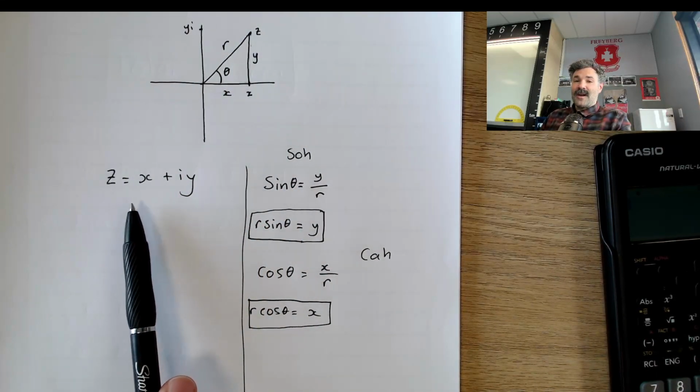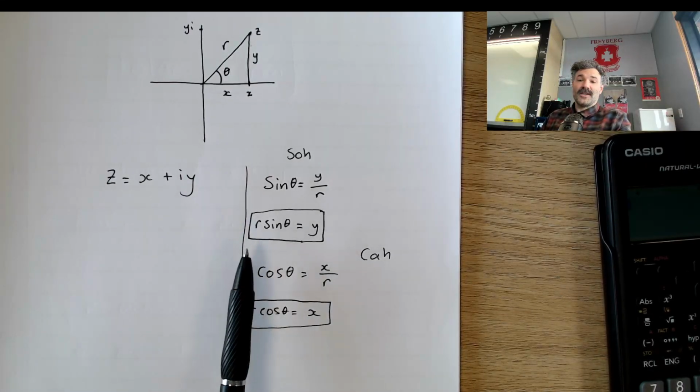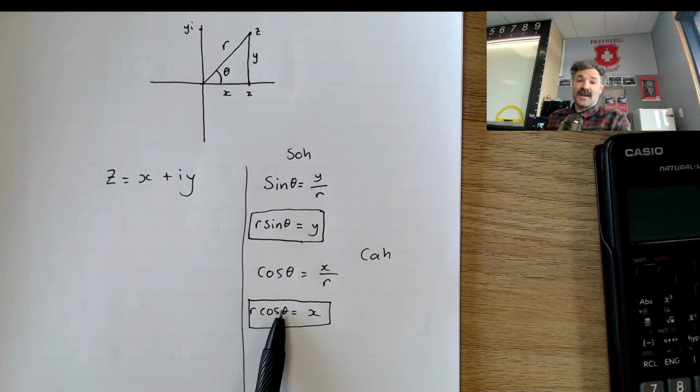And now, if I write my complex number z equals x plus iy in a different format, I can change my x. That x and that x are the same. I'm going to change that to r cos theta, and I'm going to change that y to r sine theta.